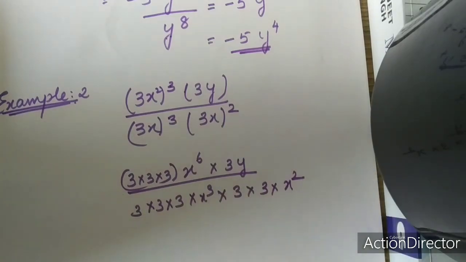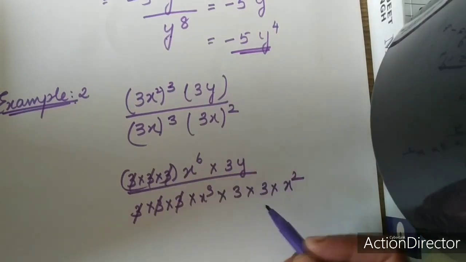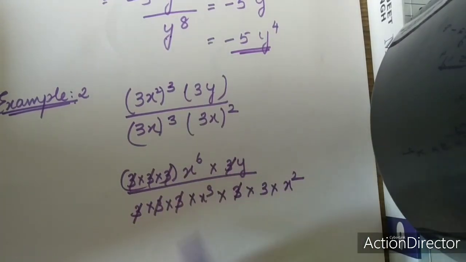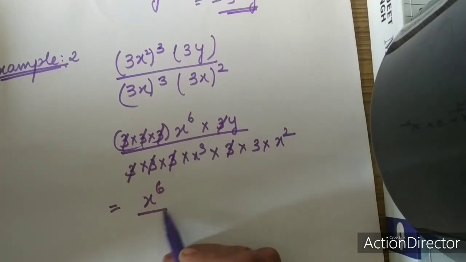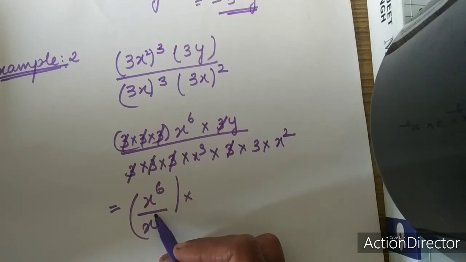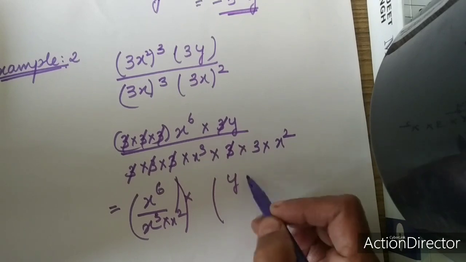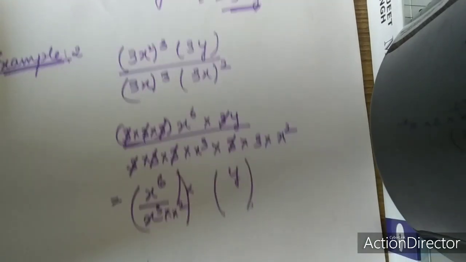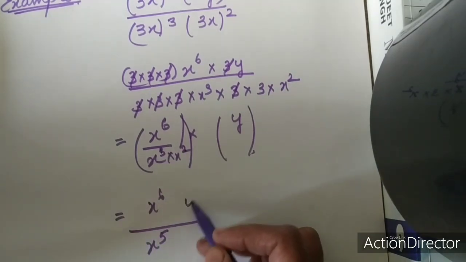So now if any term is getting cancelled, you can cancel it. So whatever is left out, we are going to put it in a single bracket of like variable. So let us put x in separate bracket and y in separate bracket. So this will be equal to x power 6 upon 3 plus 2 is 5. So I can write it as x power 5 into y.